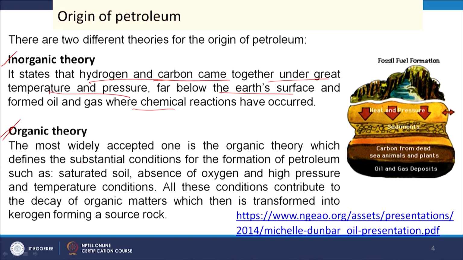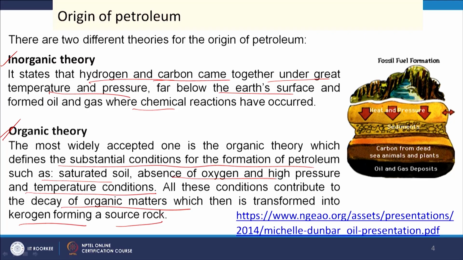Organic theory says that the substantial conditions for the formation of petroleum, such as saturated soil, absence of oxygen and high pressure and temperature conditions, under these conditions the decay of organic matter transformed into kerosene, forming source rock. So, that is the source of the petroleum, and it is assumed that the animal bodies are converted to this petroleum.